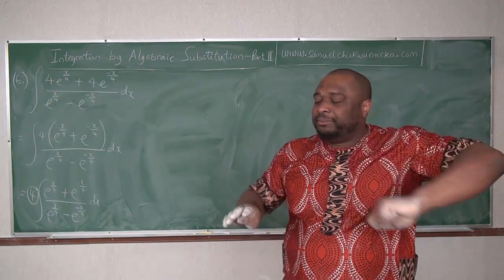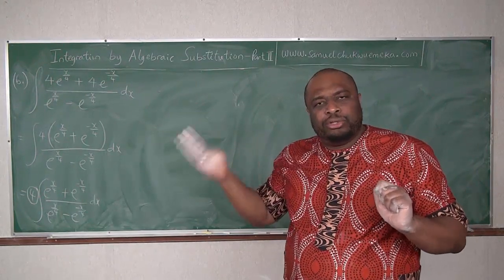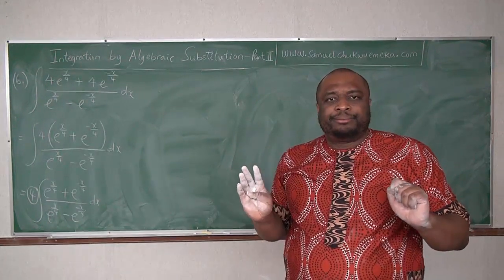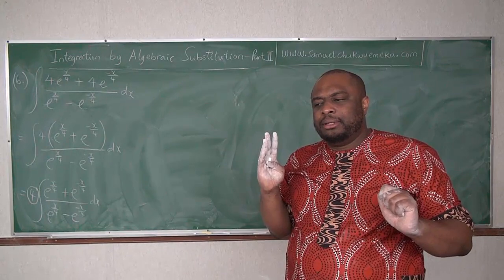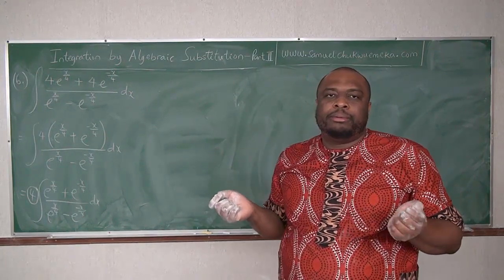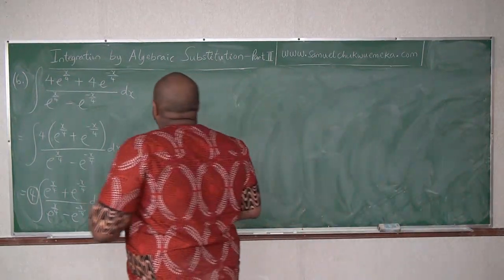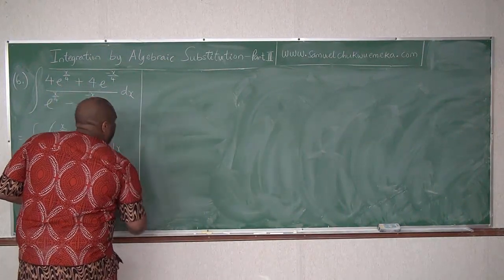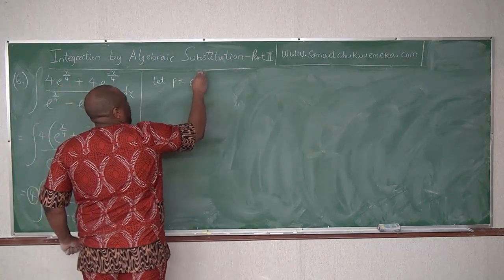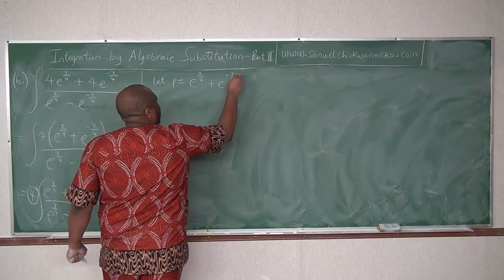I know what to use. Trust me, I know what to use so that it will cancel out. But let me kind of show you what I mean first. Let's start with the numerator and see. So if we say let p be e exponent x over 4 plus e exponent negative x over 4.